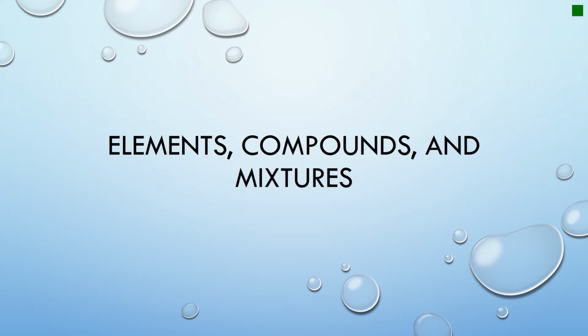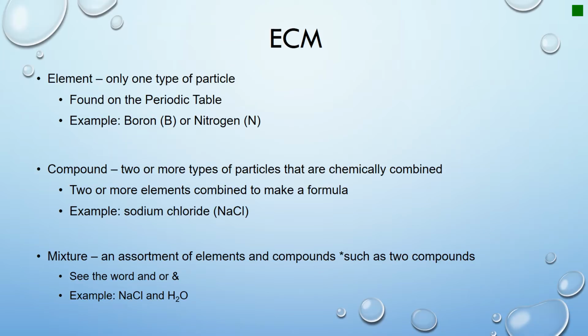This video's focus is going to be on elements, compounds, and mixtures. An element is only one type of particle. They are found on the periodic table. So an example would be boron, whose symbol is capital B, or nitrogen, whose symbol is capital N.